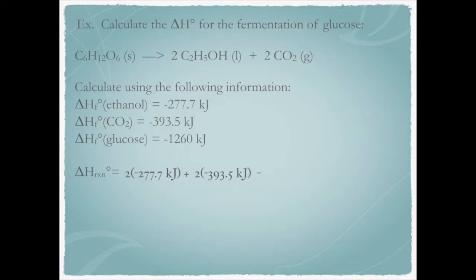So I'm going to subtract the negative 1,260 kilojoules, there is no coefficient to multiply, it's just a 1. And so what I have to do is simply take all of this. I've got to add the two enthalpies of formation of my products together, and that'll give me a negative number, and then I'm going to add to that 1,260. And so my enthalpy change for this reaction is going to be negative 82.4 kilojoules. So this is my standard enthalpy change for this reaction.